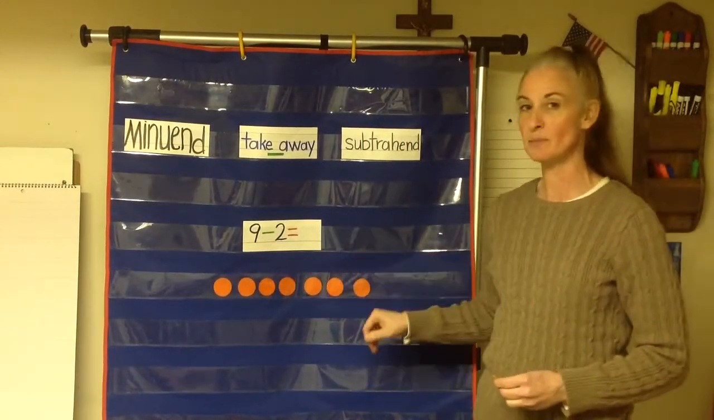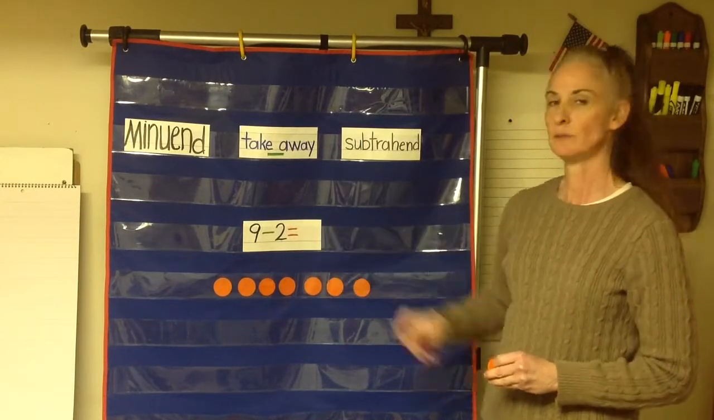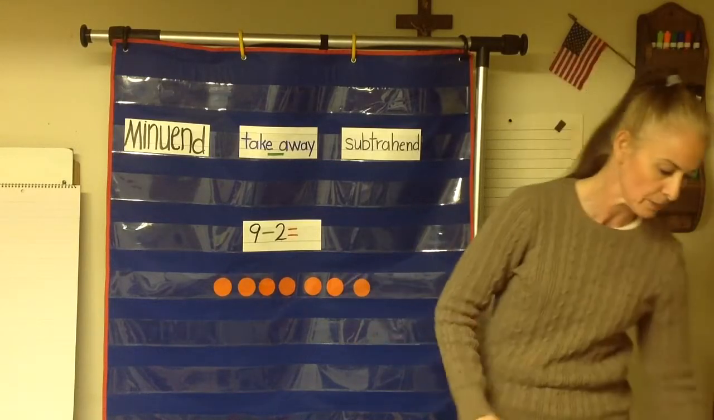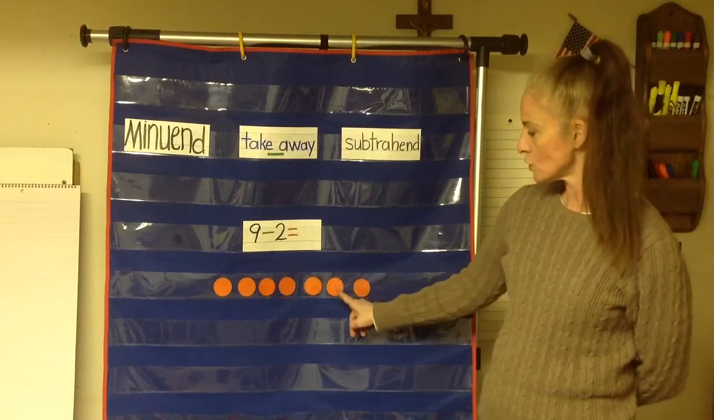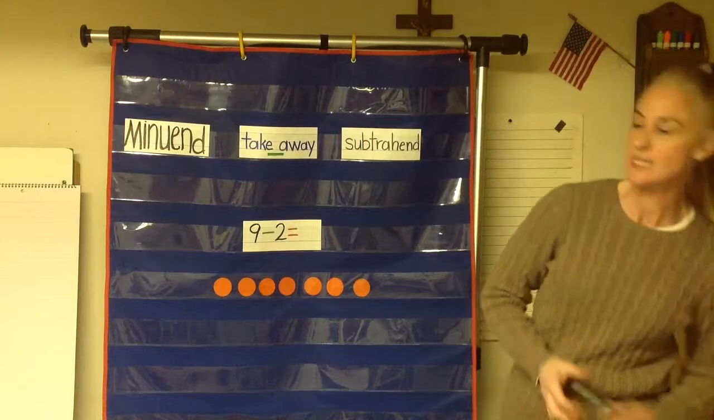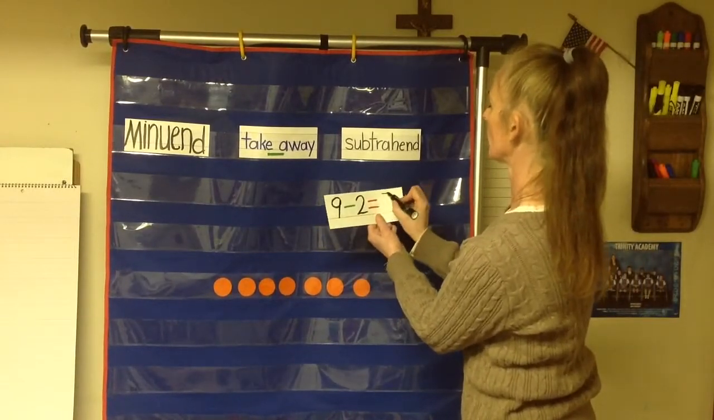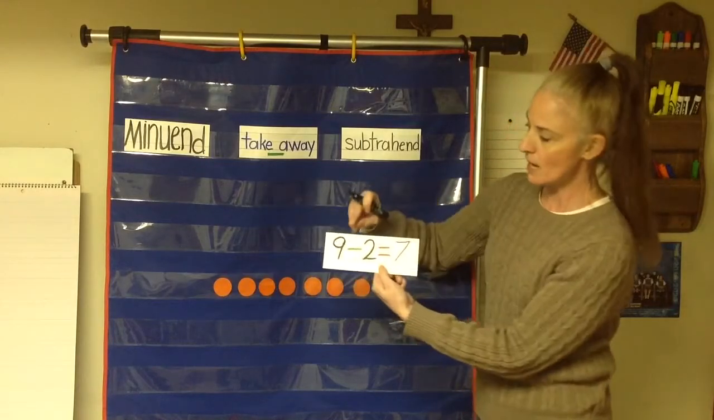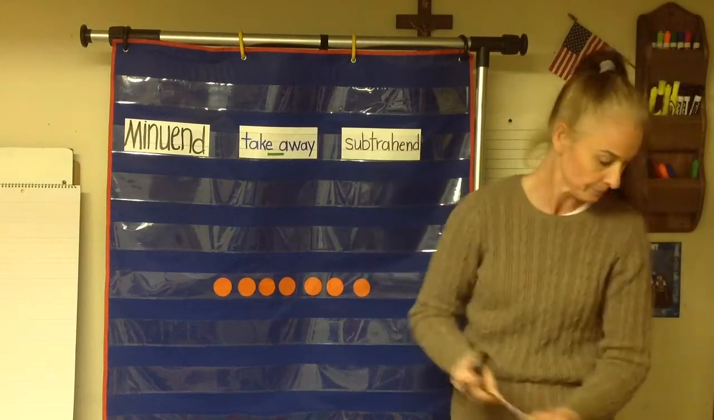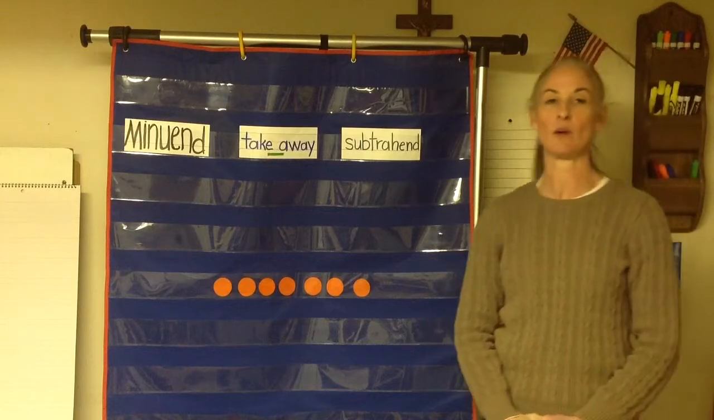Doesn't matter where you take them from. Still taking away 2, right? Okay, now stop. Red means stop and count. How many are left? What is our difference? Let's see. 1, 2, 3, 4, 5, 6, 7. So we'll write 7 after the equal sign. 9 minus 2 equals 7. Okay, erase your board. Now we're going to take away 3.